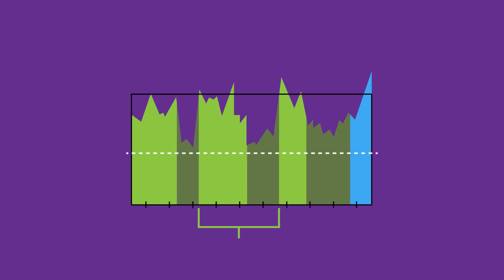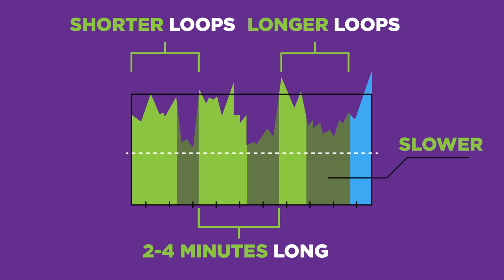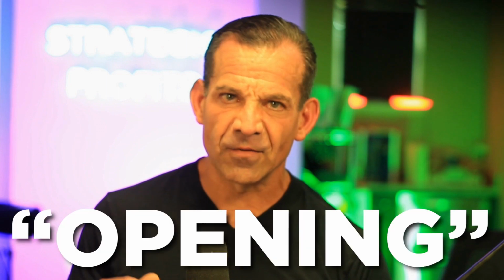Each of MrBeast's loops tends to be between 2 to 4 minutes long, from start to finish, with the shorter loops towards the front of the video and longer loops towards the back of the video. The slower, more emotional parts of MrBeast's videos are reserved for the last 20% of his videos, with the beginning allocated for lighter content.